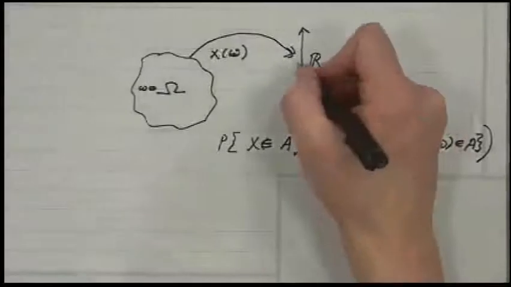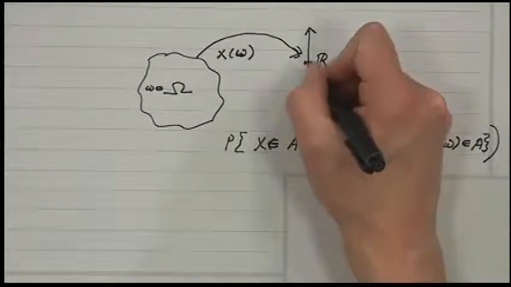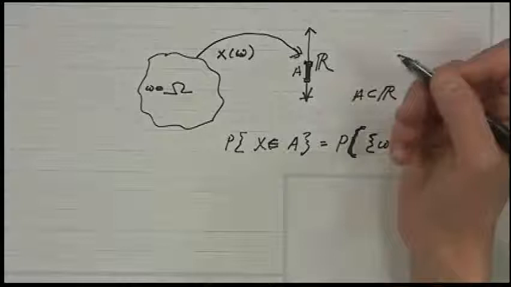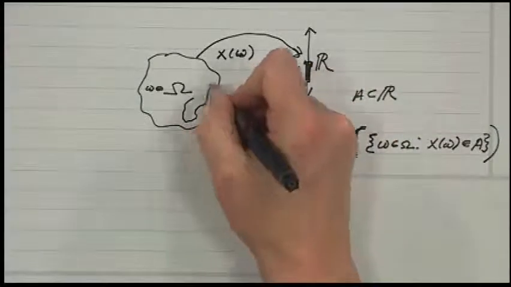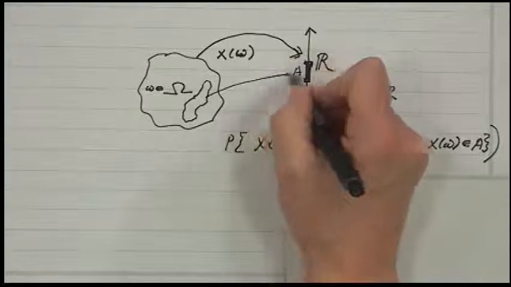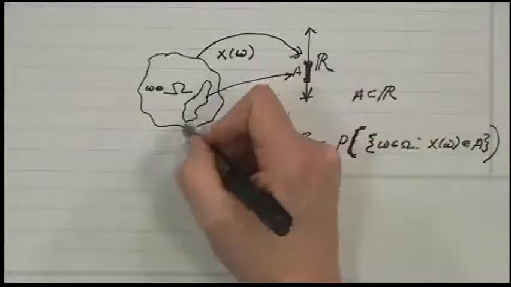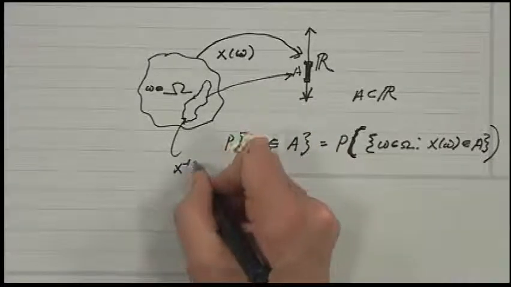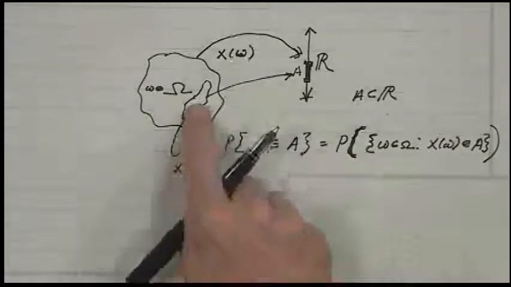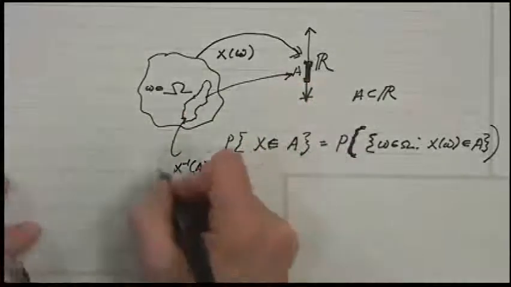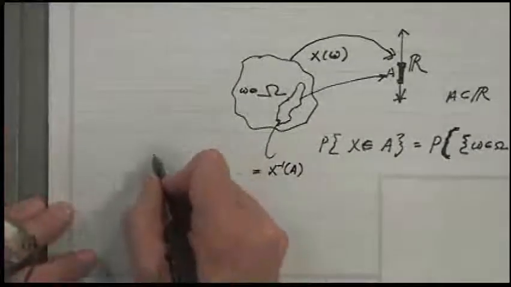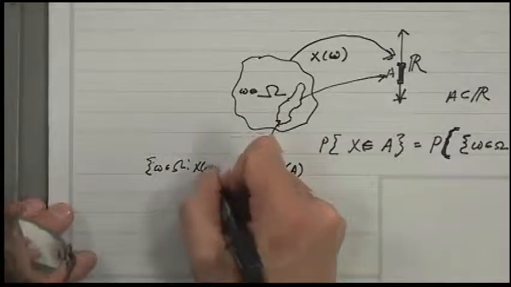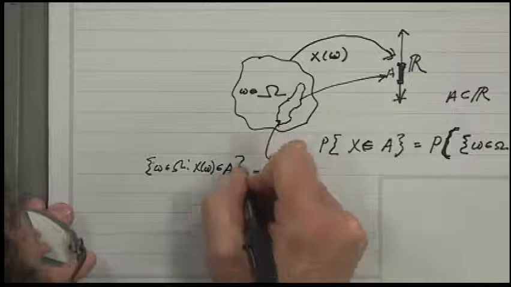So you take some set here, okay? Let's say it's a closed interval on the real line. We'll call it A. And you look at all the values in omega that map to that A. So this is sometimes denoted as X inverse of A, because it's the set of all omegas which map to it. That set can be formally denoted as the set of omega, a member of omega, such that X of omega is a member of A. All right?